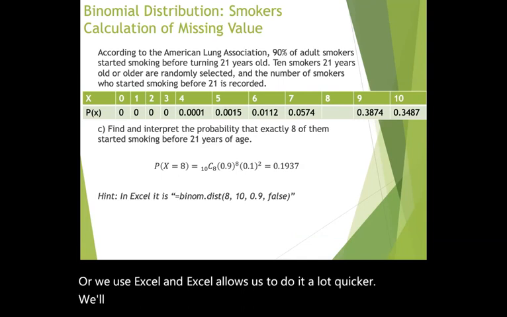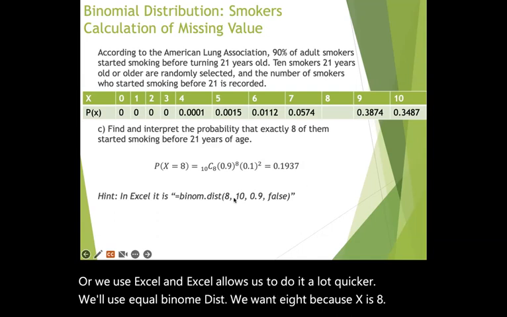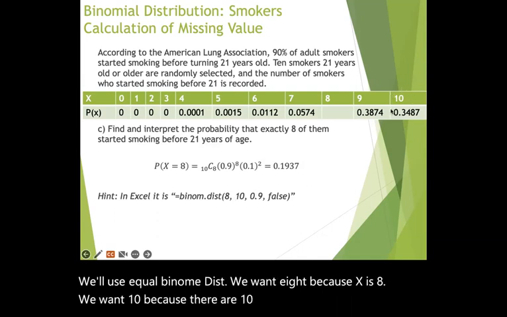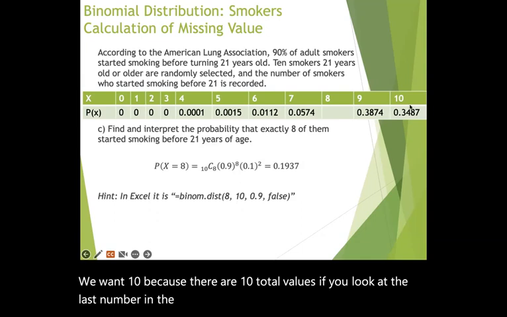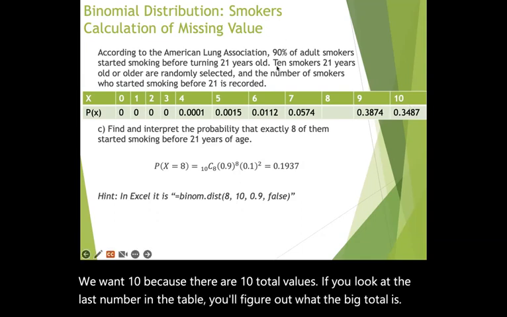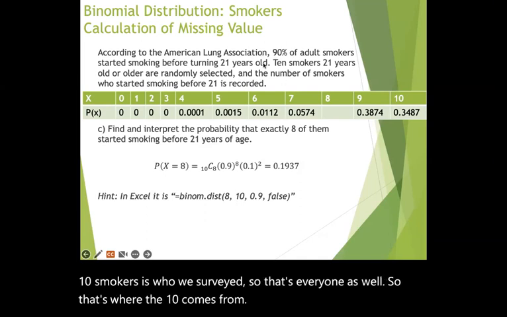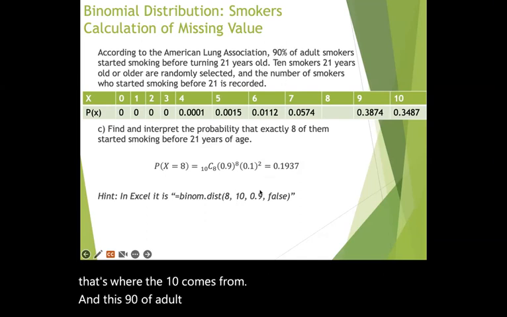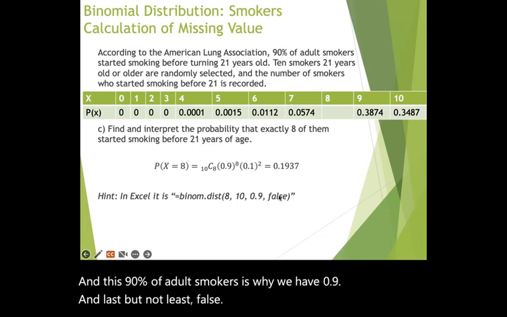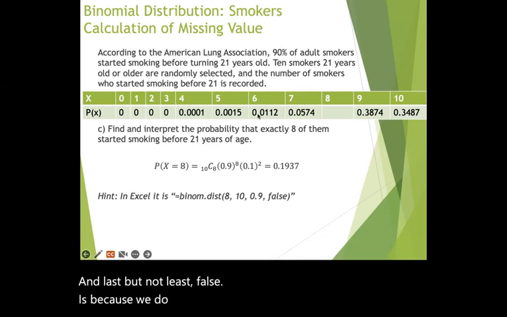We'll use equal binom.dist. We want 8 because x is 8. We want 10 because there are 10 total values. If you look at the last number in the table, you'll figure out what the big total is. 10 smokers is who we surveyed, so that's everyone as well. So that's where the 10 comes from. And this 90% of adult smokers is why we have 0.9. And last but not least, false is because we do not want to add up all of the probabilities up to 8. We want just 8.